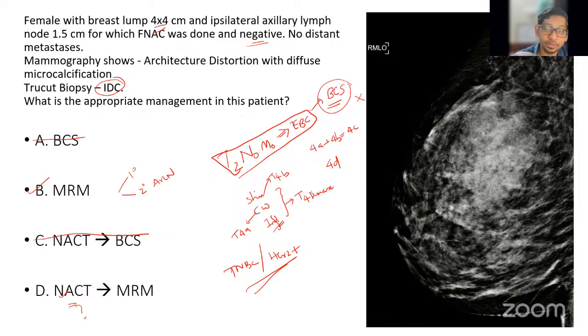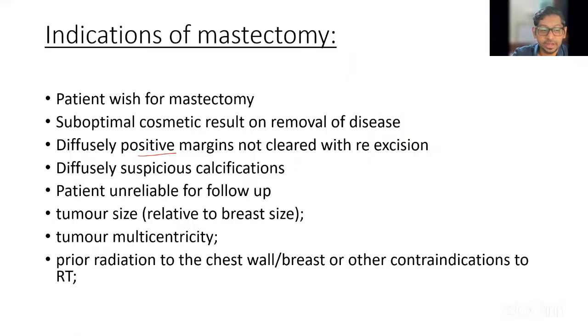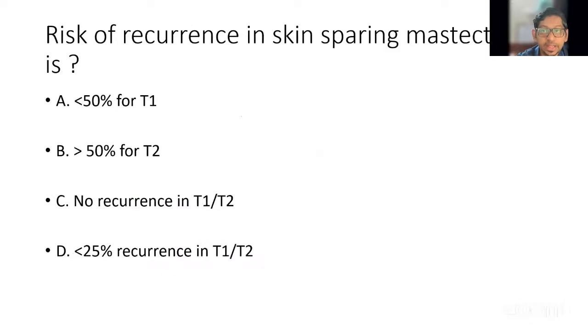So if this was a triple negative patient, or if it was a HER2 overexpressed patient, then we would do neoadjuvant chemotherapy followed by MRM. But because that information is not available here, we should go with upfront modified radical mastectomy. I think this is pretty straightforward and should be quite clear. Okay. So now let's go to the next question.